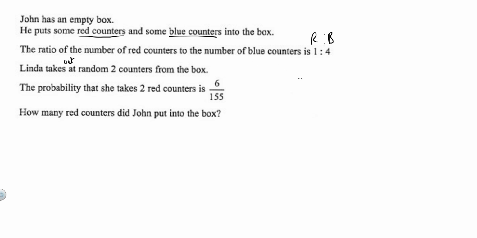Just like I did at the start of the video, I showed you a very simple example where I took 2 reds out. And then what we did with those 2 fractions, we multiplied them. So remember that, we multiply. The probability that she takes 2 red counters is given as a fraction, 6 over 155. How many red counters did John put into the box? So that's my x. Since I'm going to be using algebra, I'll make that an x, and obviously I'm going to have to make that 4x. So that's a total of 5x.